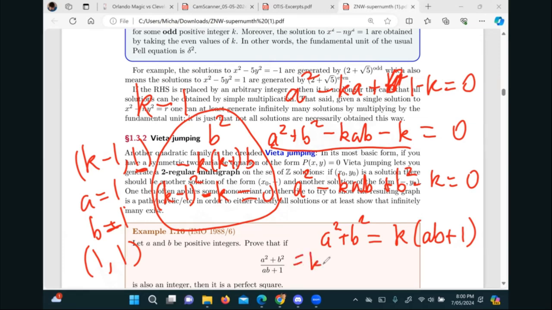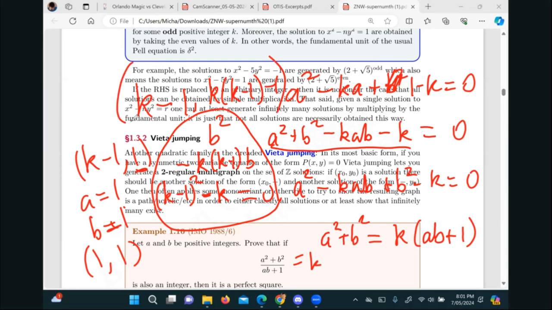Okay, so we have a quadratic equation in b. And we know 1 is a solution. So if we want to get to a different solution, we don't want to use 1. So we jump to another solution. How do we jump? Well, we know the sum of the roots is k times (k minus 1). So we just take k times (k minus 1) and minus 1. That's the other root.